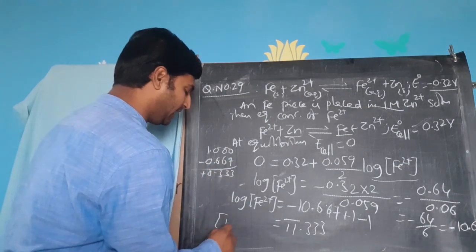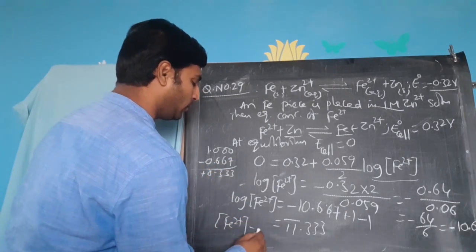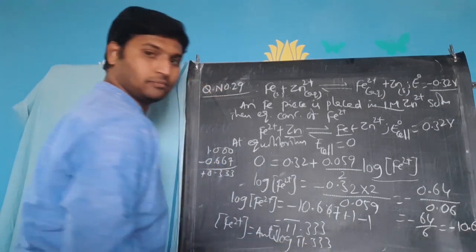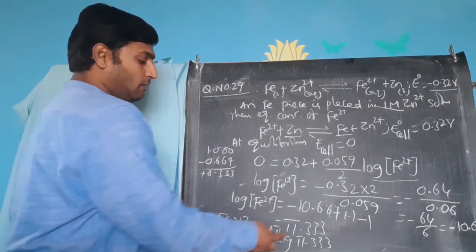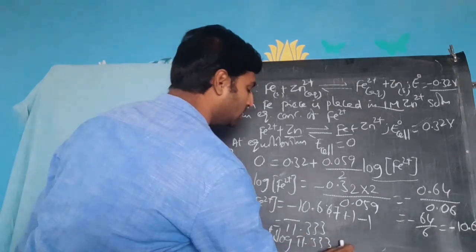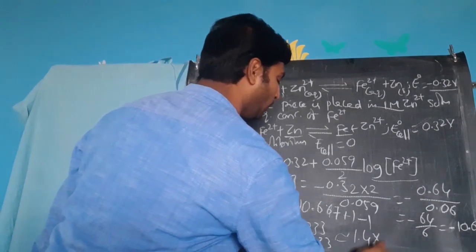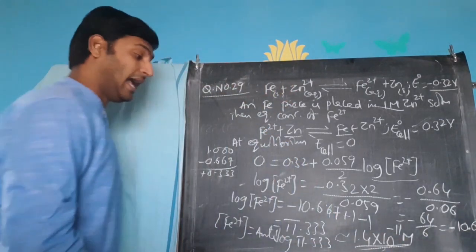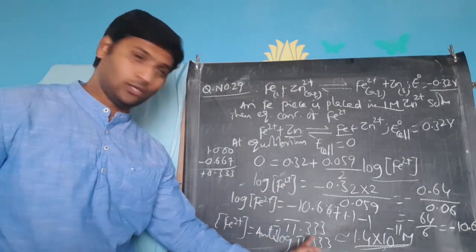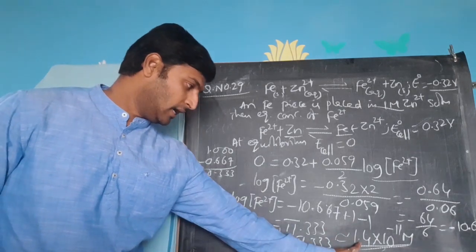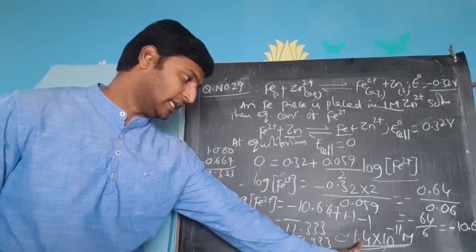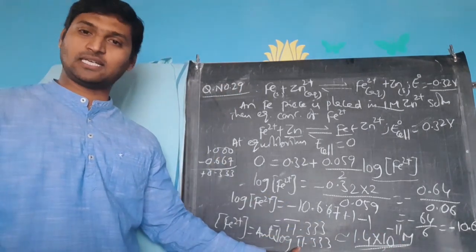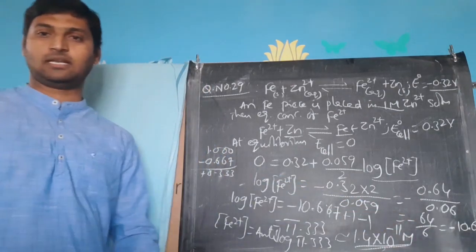Now for getting Fe2+ concentration, you are going to take the anti-log of 11 bar point 333. So go to your anti-log table, find 0.33 under 3 something. So you are going to get an answer close to 1.4 into 10 power minus 11 molar. I told you, you will get 4 digits when you see the anti-log. Put the decimal after the first digit to the right, and then multiply it by 10 to the power of the characteristic. Here the characteristic is minus 11. So multiply by 10 power minus 11.